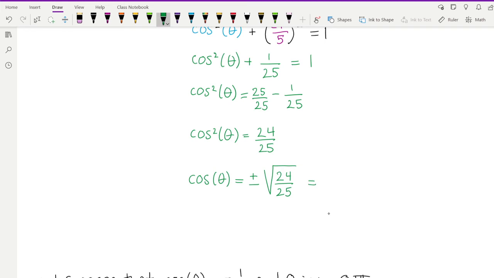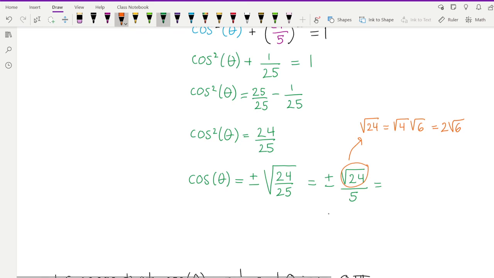And then this can be cleaned up a little bit. We can rewrite this as the square root of 24 over 5, because the square root of 25 is 5. And then we can even do a little better. We can simplify the square root of 24. We can rewrite this as the square root of 4 times the square root of 6, and the square root of 4 is equal to 2. So just breaking this down a little bit, we end up with plus or minus 2 root 6 over 5.